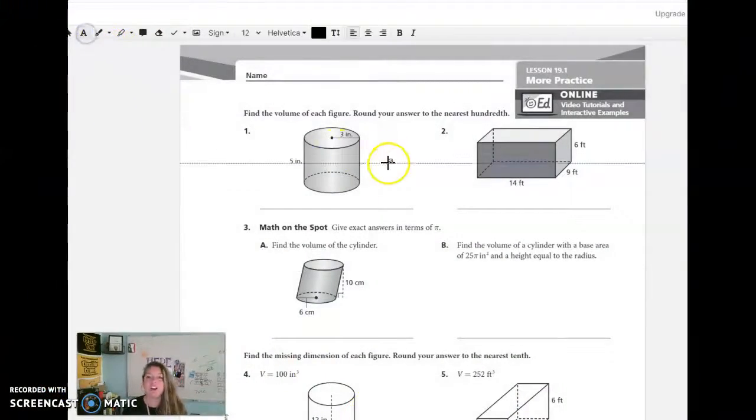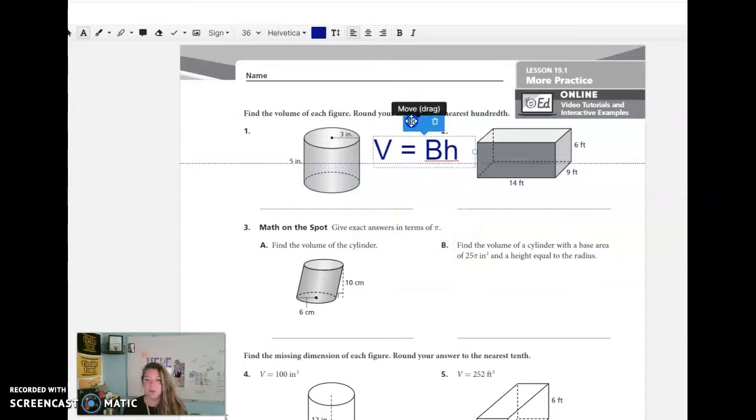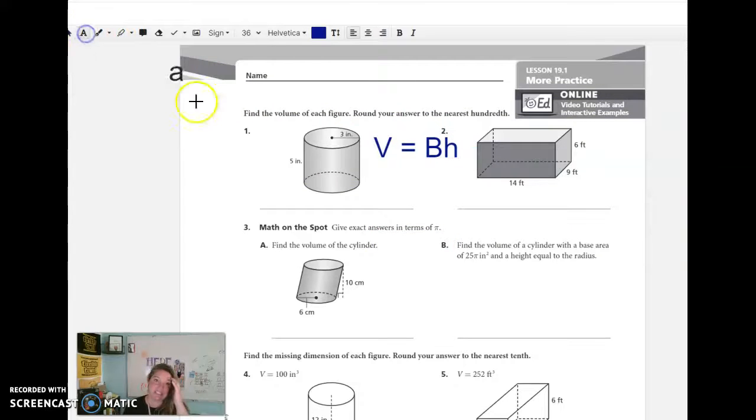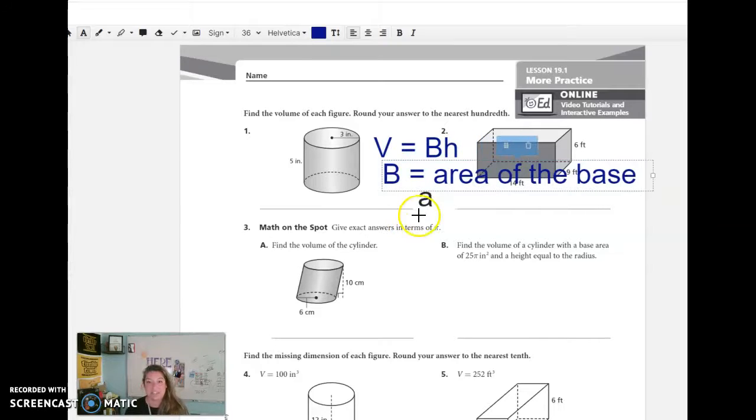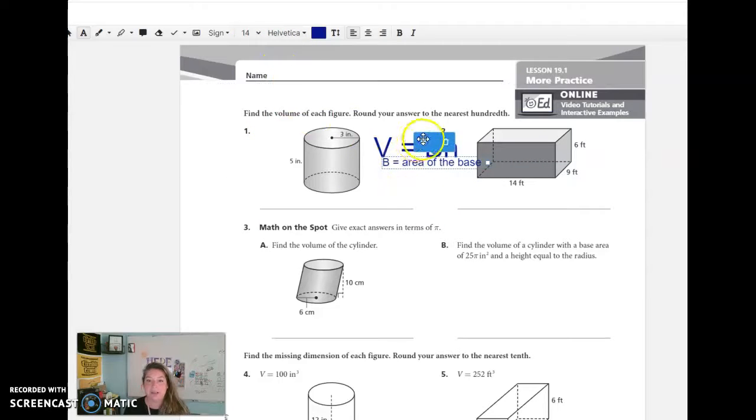The formula for every single prism, okay, is V equals, and there's a capital B. I'm just going to make this a little bit bigger for us. There's a capital B and then a lowercase h. And here's what it stands for, okay? The capital B actually stands for the area of the base. So remember how I said before that there were two bases, right? And so that's what the big capital B stands for, the area of the base.